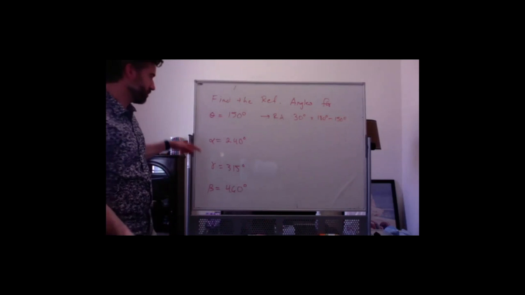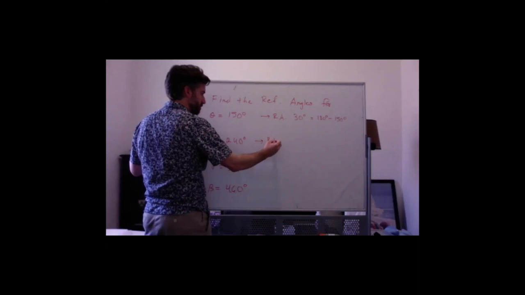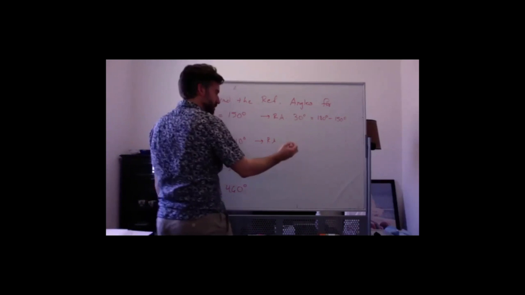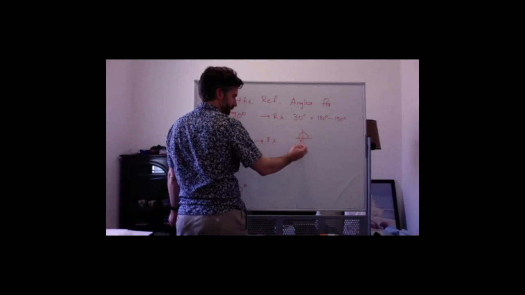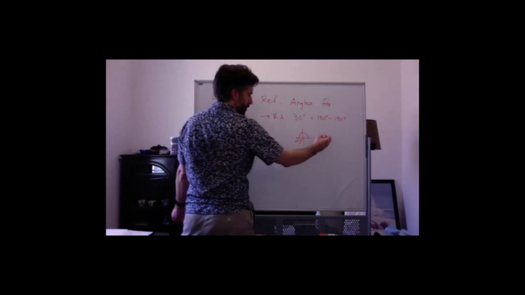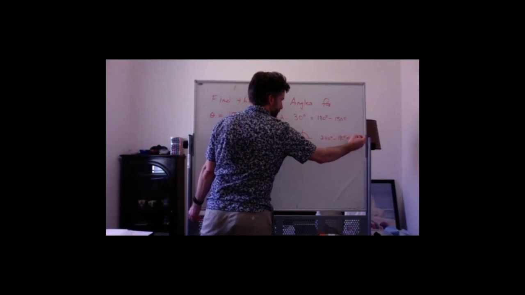Someone else, would you like to tell me what you got for 240 degrees? I got 60 degrees. And I imagine you either thought, you went around to 240 and you're 60 too far, or you did 240 minus 180 is equal to 60 degrees.